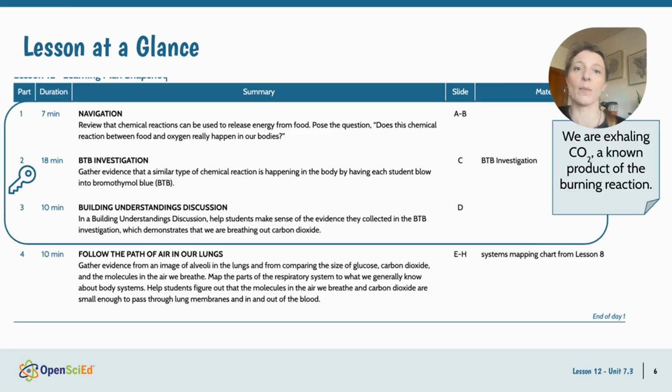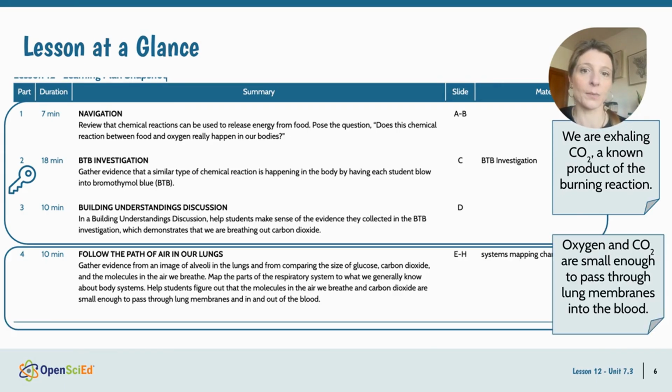The first loop. In this first loop, which are parts 1 through 3, we're going to look for the evidence of breath. Students will use BTB to test their breath. We're going to figure out that we are exhaling CO2, a known product of the burning reaction. Well, if we know that carbon dioxide is coming out of us, we need to figure out how oxygen and carbon dioxide actually get in and out of the body, which brings up loop 2.